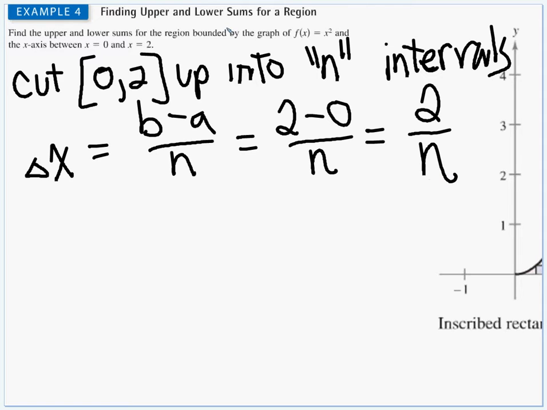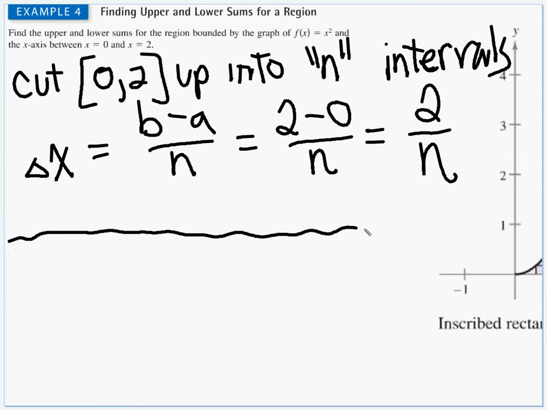Now our function x squared is increasing, so our left endpoints will be an underestimate, our right endpoints will be an overestimate. The bigger we let n become, the closer the estimate becomes to the true value.